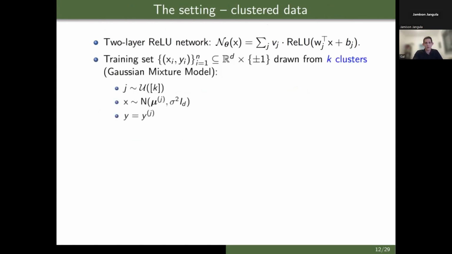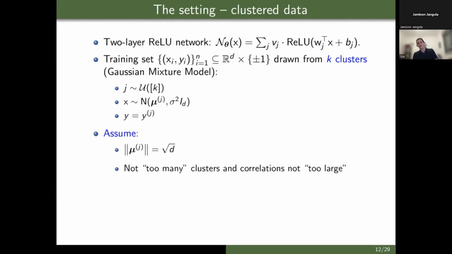And we consider a distribution that consists of K clusters. So our data distribution is a mixture of Gaussians. And it means that in order to choose a random example, we choose some index j between 1 and K. And then we choose the input x from a Gaussian with some mean mu_j. And then the label y corresponds to the cluster. So for each cluster, we have some y_j, which is the label that is given to all examples from this cluster. Okay, so it's a very standard setting of a mixture of Gaussians.